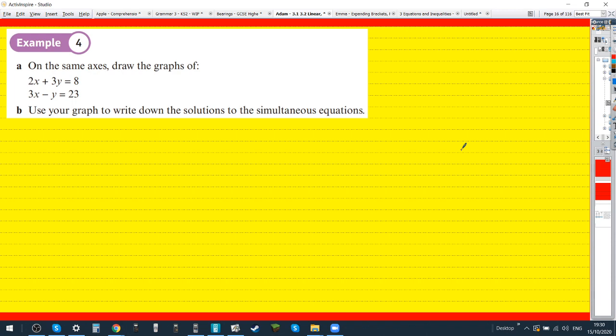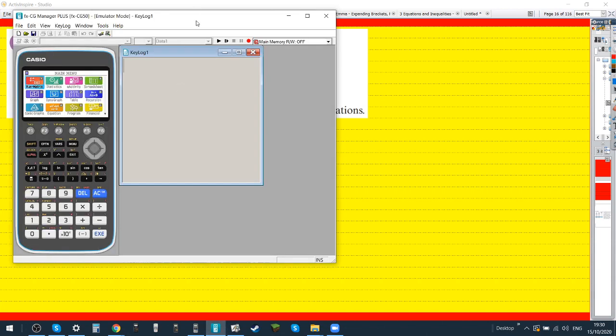But the x has to match with the y answer that x gave you. The x and y match with each other. You can't mix and match them. Okay. So for this one, we have to draw these. Make y the subject for both of these. What would you get? How would you do that?